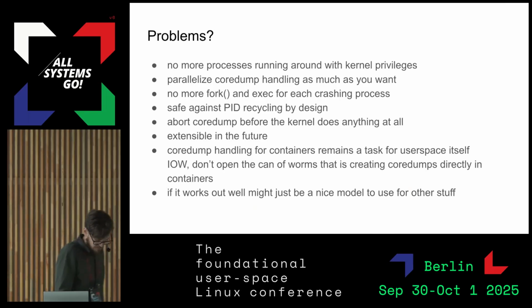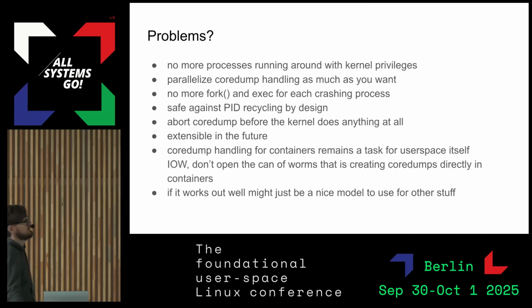So are there any problems? I'm sure we'll figure out some problems with this API too. That's usually how it goes with these things, but there are a few advantages. So there are no more processes running around with kernel level privileges. You don't need to fork and exec. Obviously, you can parallelize coredump handling as much as you want in user space. You can even rate limit it by using the, what is it, the socket backlog limit, for example. You can abort coredumps before the kernel does anything at all. Again, this is currently not easily possible. It's extensible in the future.